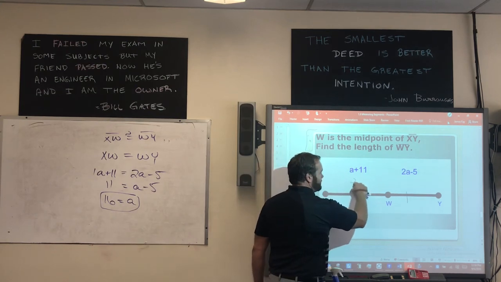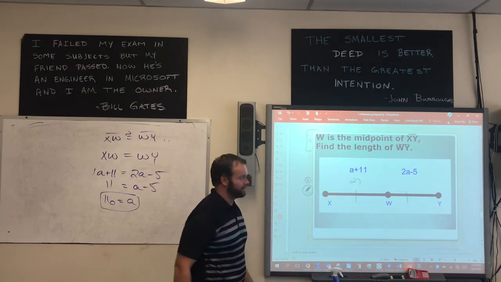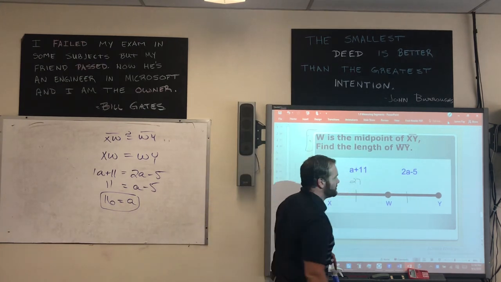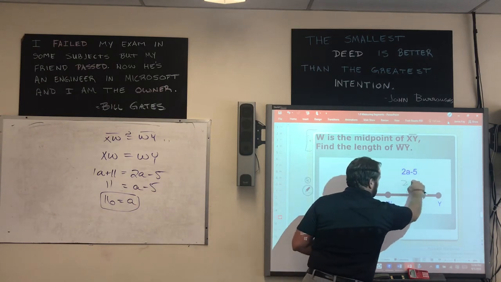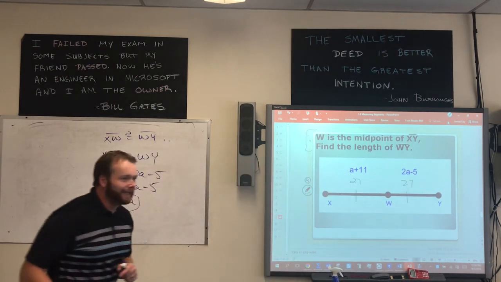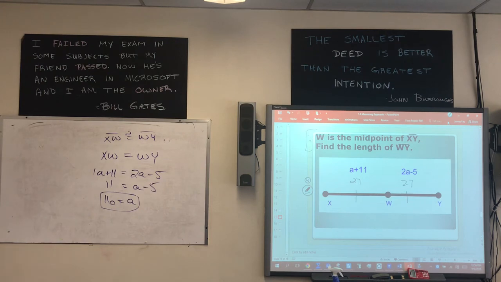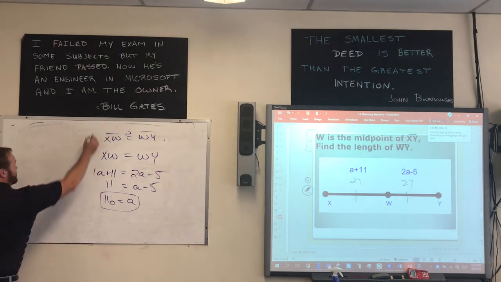16 plus 11, 27, right? 2 times 16 is 32, minus 5, 27. Any other number other than 16 is going to give me two numbers up there that are different. Okay? If I try 10, for example, it's going to give me 21 and 15. Not equal. So W could not have been the midpoint. Does that make sense?